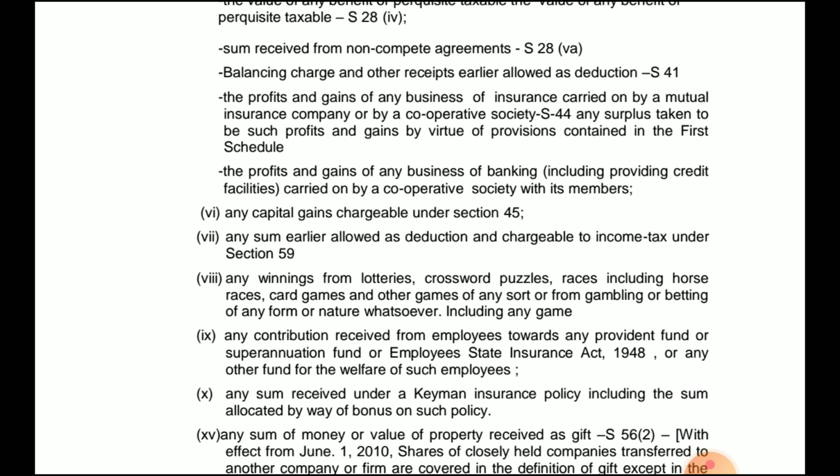Then any winning from lotteries, crosswords, puzzles, races, including horse races, card games, and other games of any sort, or from gambling, betting of any form or nature, whatever, so includes any game. If anybody is getting any income out of these various types, whether it is winning from lotteries, crosswords, puzzles, horse races, if you get any income out of it, those all things are also treated as income.